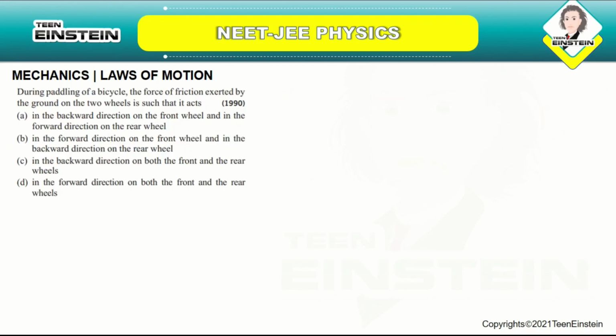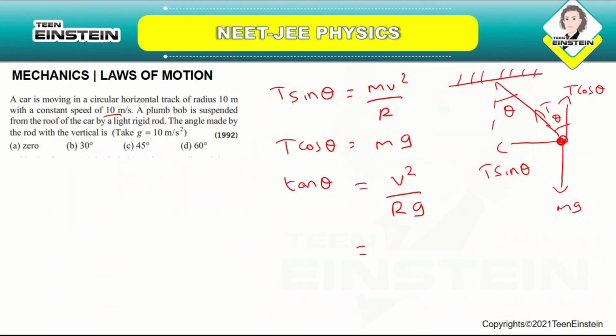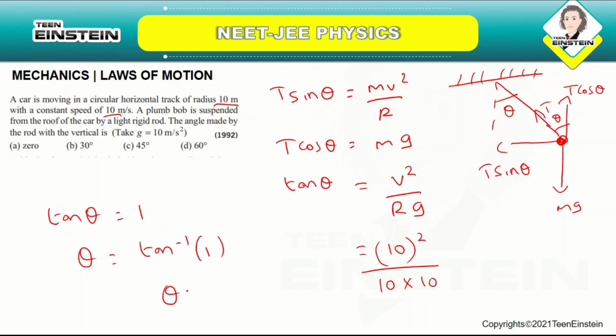So here the v value they have given you as 10 meter per second. Okay, so 10 square divided by r value is 10, the radius is 10 and g value is 10. So 10 into 10. So you will be having tan theta equal to 1, or theta equal to tan inverse of 1, which is equal to 45 degree. So the angle made by the rod with the vertical is 45 degree. So the correct answer is option number C.